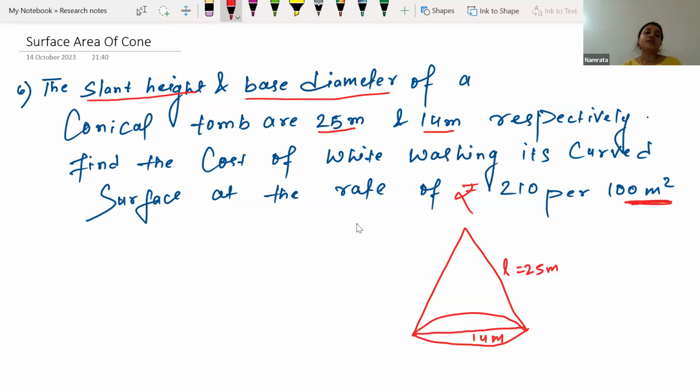That means the surface area of the conical tomb is what is mentioned. So at first, what will we be doing here? The cost of whitewashing represents that we have to do something with the area of the cone. So let's find the surface area of the cone. What is the formula of surface area of the cone? Curved surface area is pi RL, and the total surface area is pi RL plus pi R square. Here we have to focus on the curved surface, since we are going to whitewash the curved surface only.